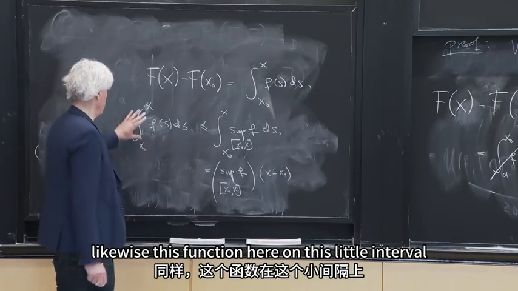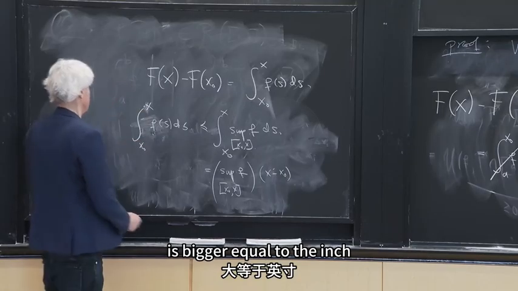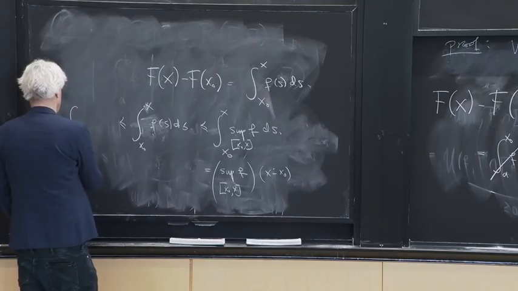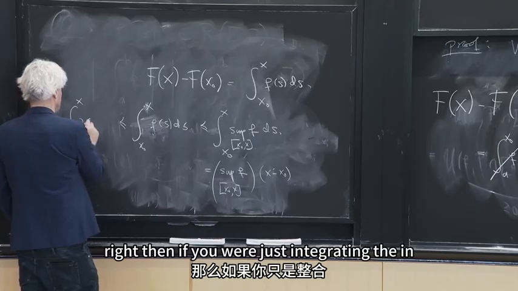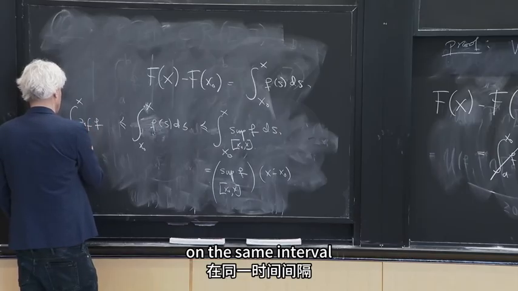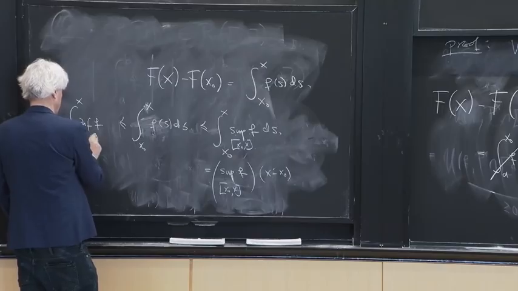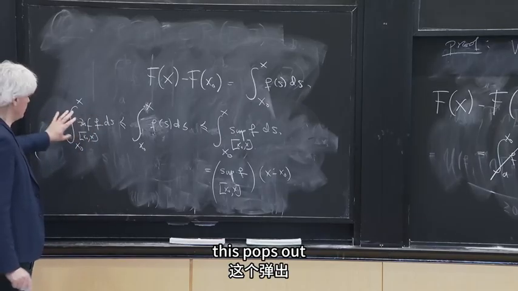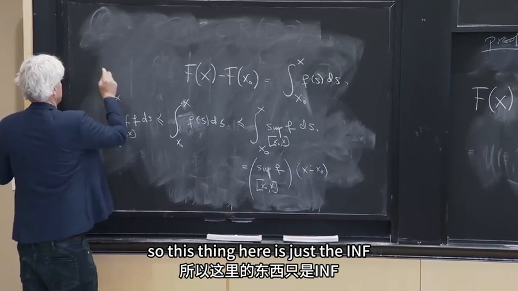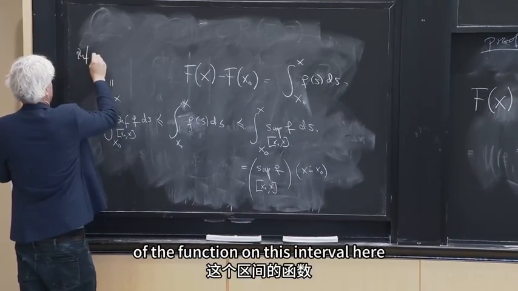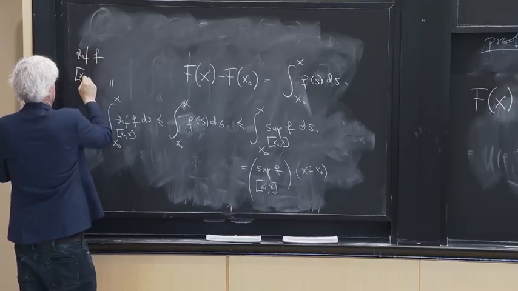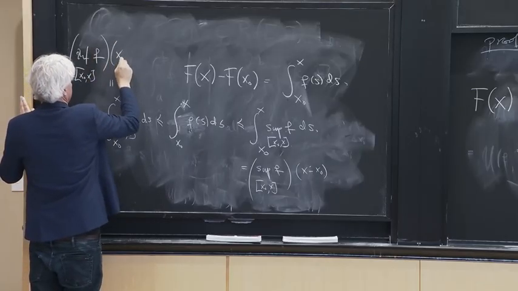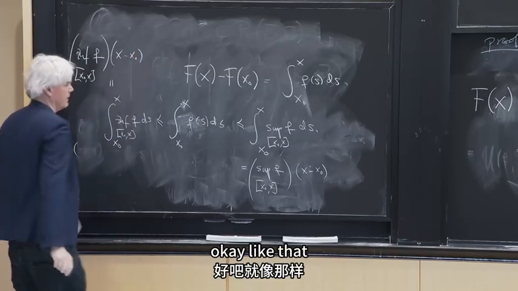Likewise, this function here on this little interval is bigger or equal to the inf. So this is bigger than if you were just integrating the inf of the function on this same interval. But the inf, this is just a constant. This pops out. So this thing here is just the inf of the function on this interval here times the length of the interval. Okay, like that.